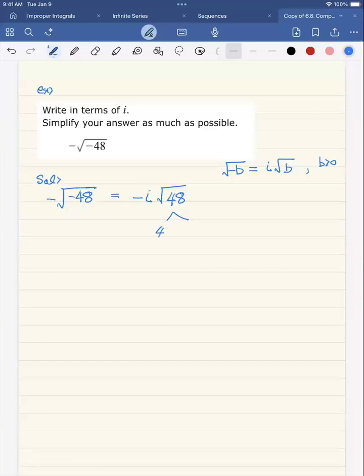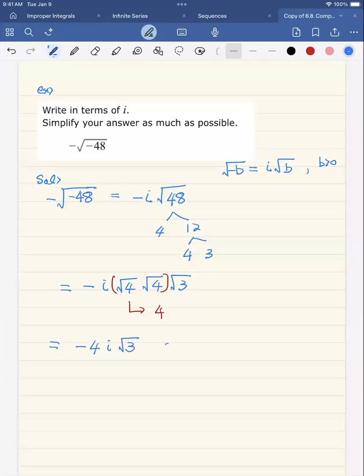So 48 is 4 times 12, and 12 is 4 times 3. So we can rewrite that as minus i times square root of 4 times square root of 4 times square root of 3. These two will make 4. So this one is minus 4i square root of 3, or we can write it as minus 4 square root of 3 i.